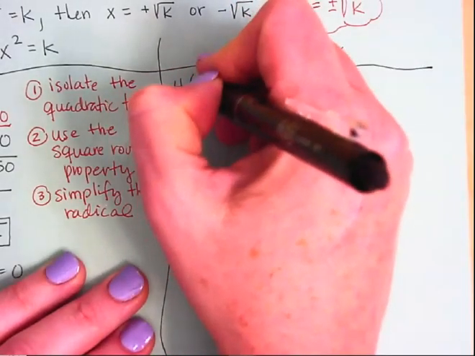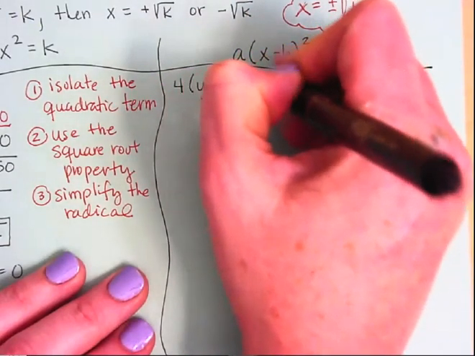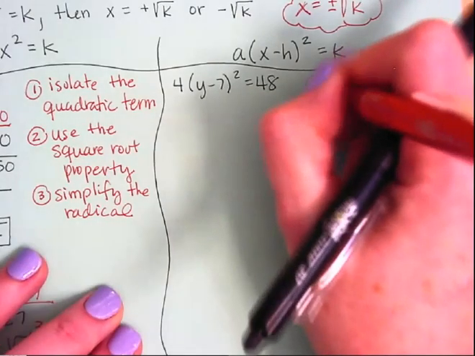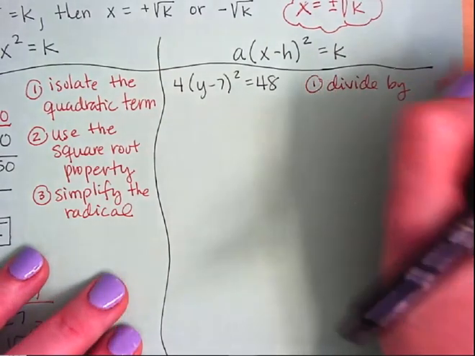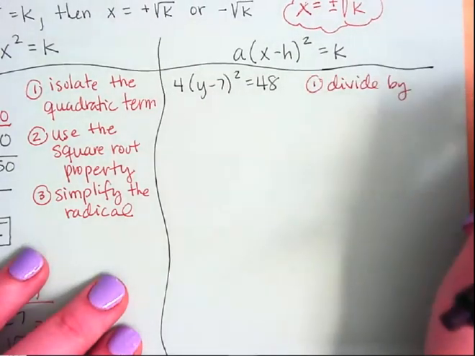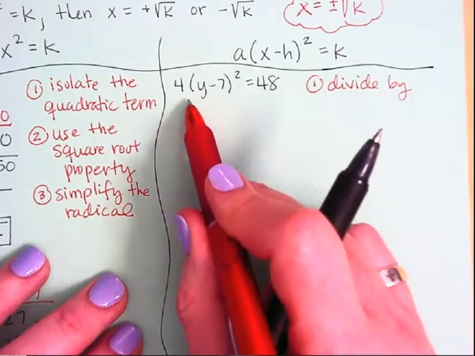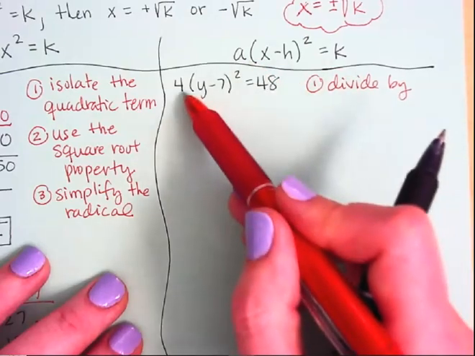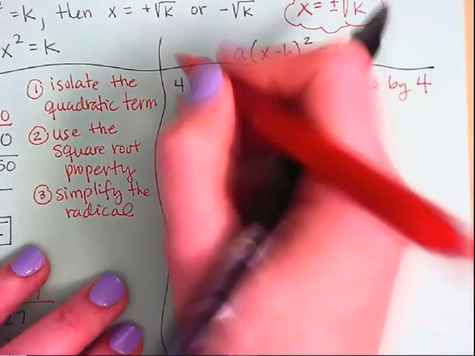4 parentheses y minus 7 parentheses squared equals 48. The first thing we're going to do is divide by whatever's in the A spot, which in this case, when I say what's in the A spot, what does that mean to you? In this equation, what would you say? Yeah. And in this equation, it's a 4. So divide by the 4.